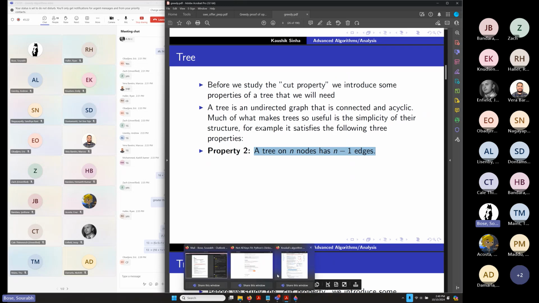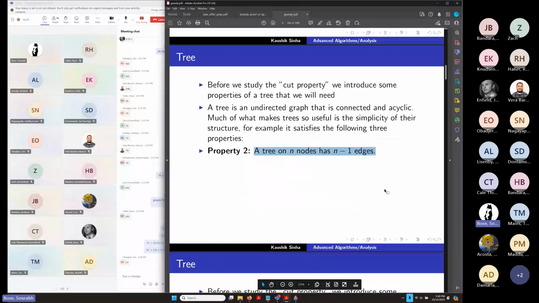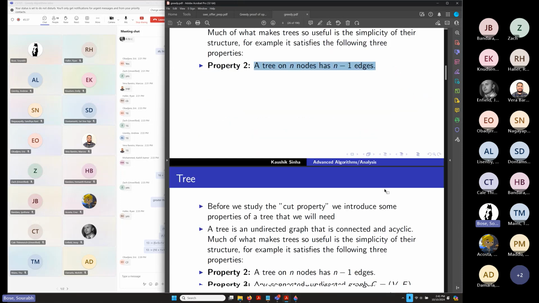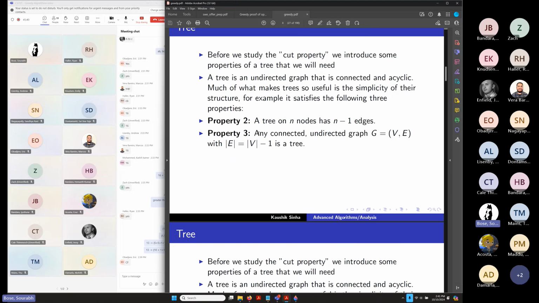Even if you look into a tree, every node is connected to one other node using an edge. There are no cycles in a tree. And since there are no cycles in a tree, n nodes need to be connected by n minus 1 edges, right? Property 3 is the reverse: any connected undirected graph with v minus 1 edges is a tree. As long as the graph contains v minus 1 edges and it is completely connected, as in there are no unconnected vertices, then it's a tree.